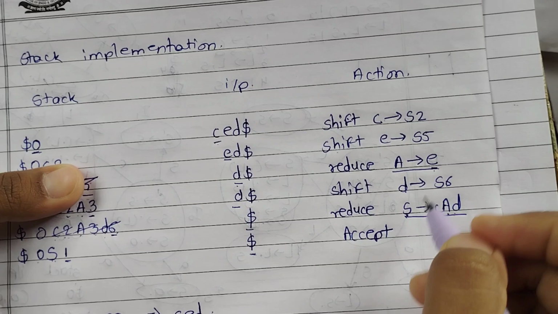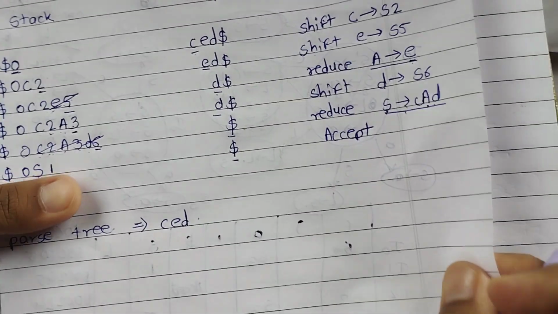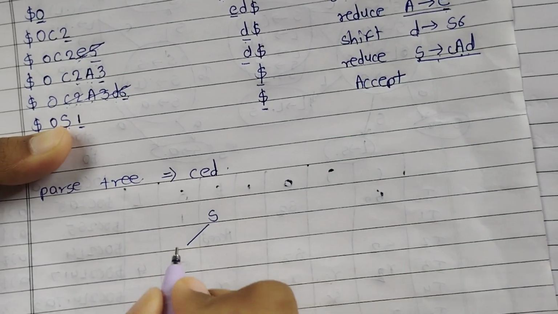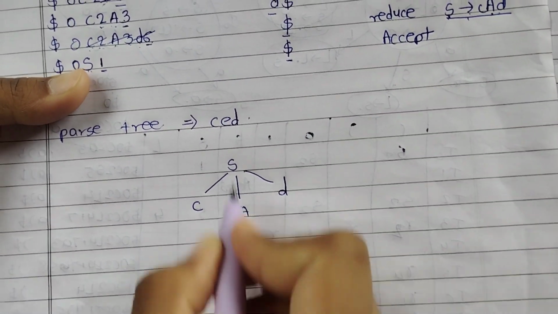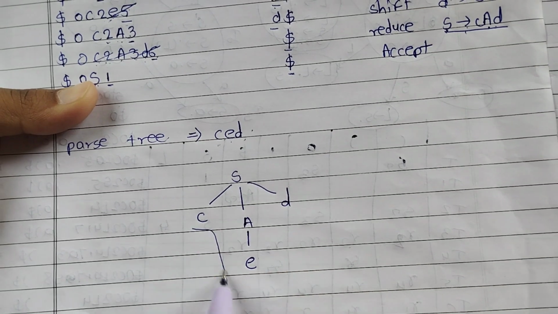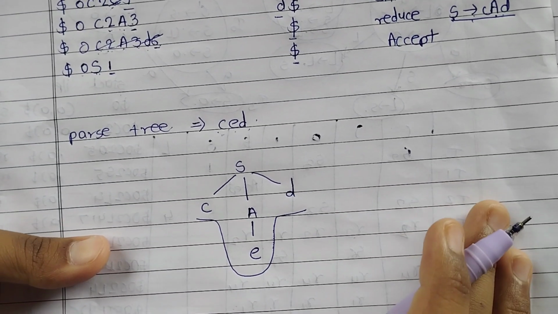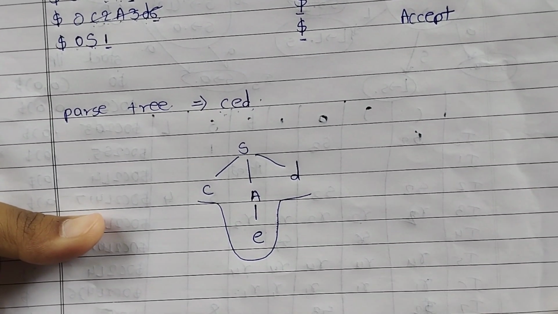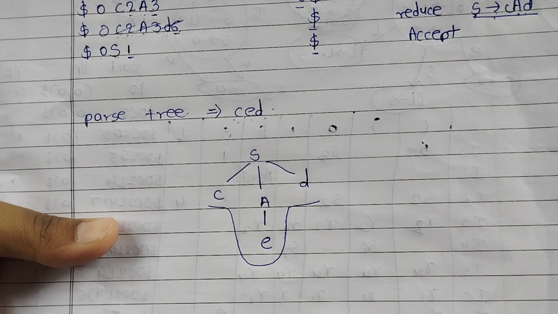So these two actions we use for drawing the parse tree. So first S → cAd, and now A → e, and we get c e d. So this c e d is what we want. So we perform all the steps correctly. That's why we quickly draw the parse tree. So in this way the SLR1 parser works. Now if you have any doubt or query, then let me know in the comment box. Thank you.